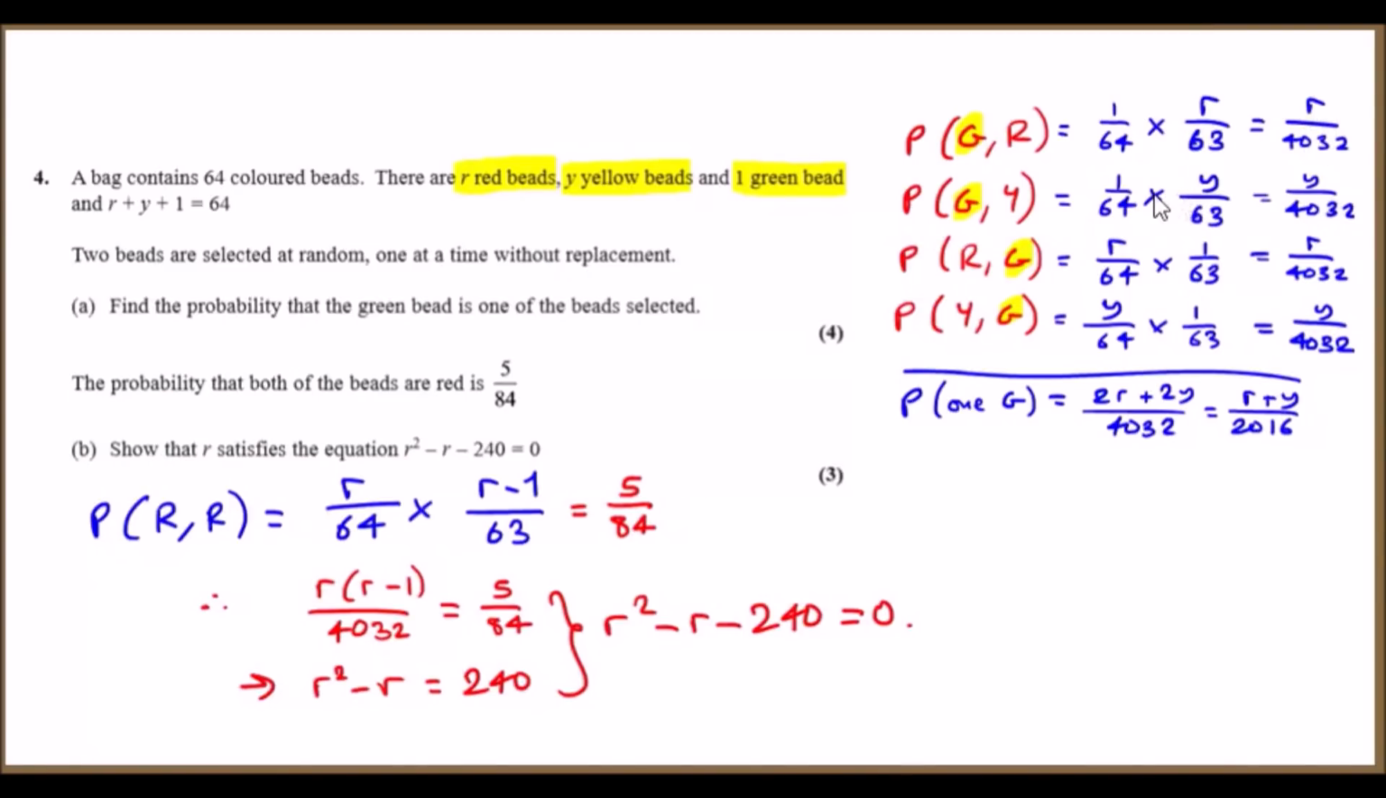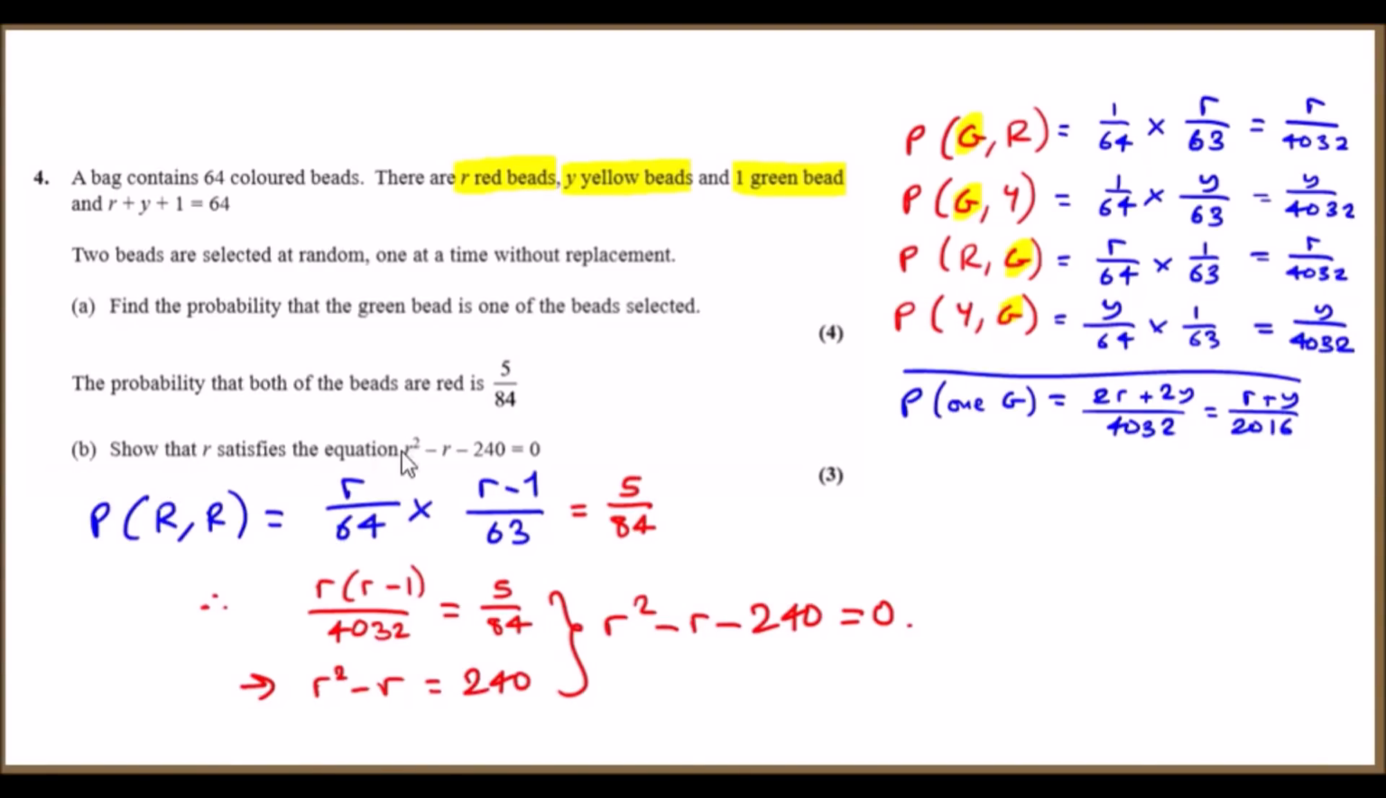R times 1, Y times 1, and then just sum all these up. When you sum these up, you should get 2R plus 2Y out of 4032. And you can simplify this, which is just R plus Y out of 2016. Easy. Now, next question.